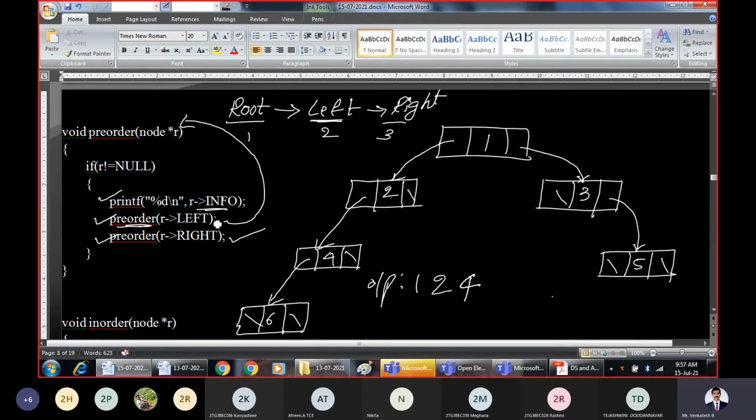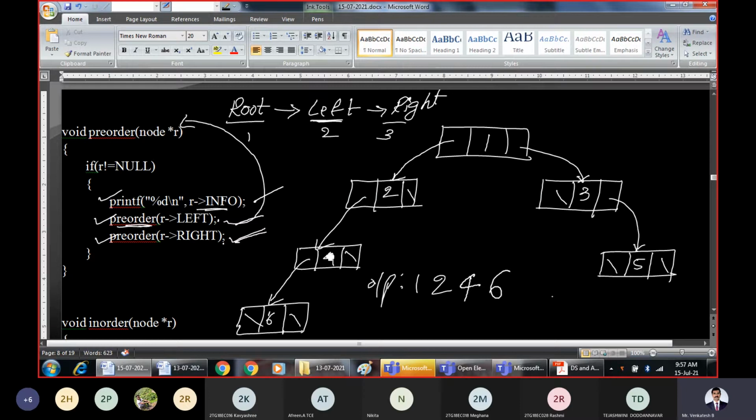What is that? Root, left, right. So root first you print 6. For this root, is there any left side? No. Is there any right side? No. That means now you have to go one level up.